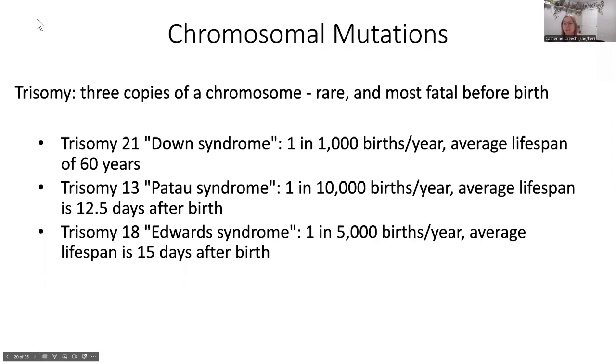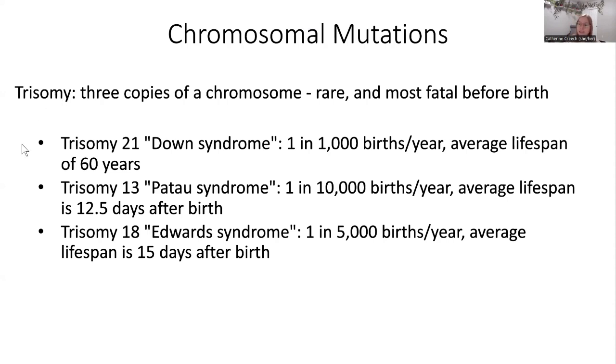We also have mutations that can occur with chromosomes. During meiosis, when your homologous chromosomes are lined up on the chromosome plate in meiosis 1, if you do not have an appropriate attachment of the spindle apparatus to your homologous chromosomes, they can be pulled into separate cells, and you can end up with an egg or a sperm that has too many or too few chromosomes. We call that aneuploidy, and we have a couple common types.